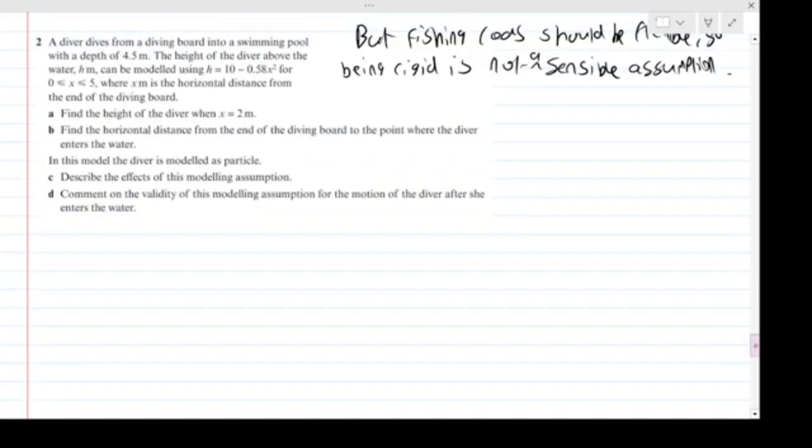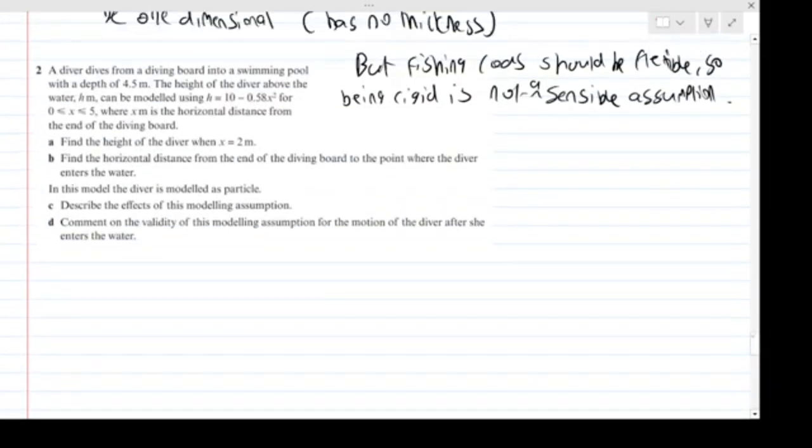Okay, then it says question 2. A diver dives from a diving board into a swimming pool with a depth of 4.5 meters. The height of the diver is h = 10 - 0.58x², for x between 0 and 5. So again, x is a horizontal distance, h is height above water. Then it says for part A, find the height of the diver when x is 2.